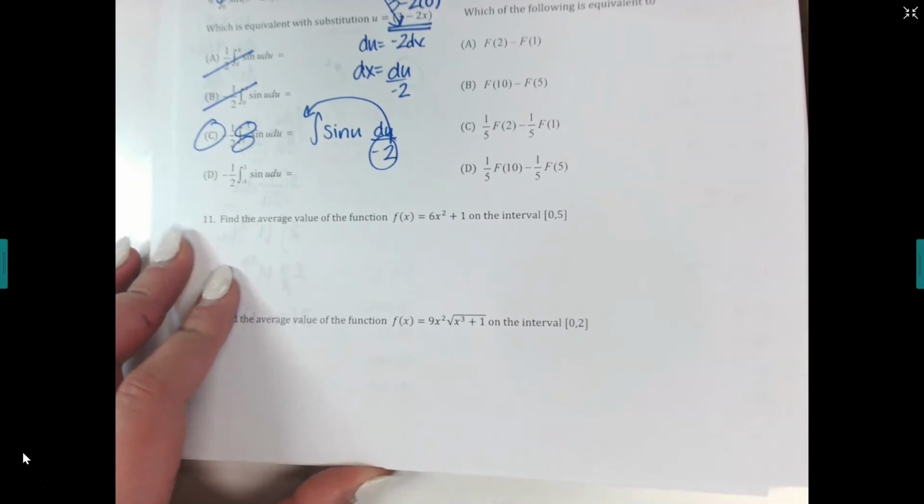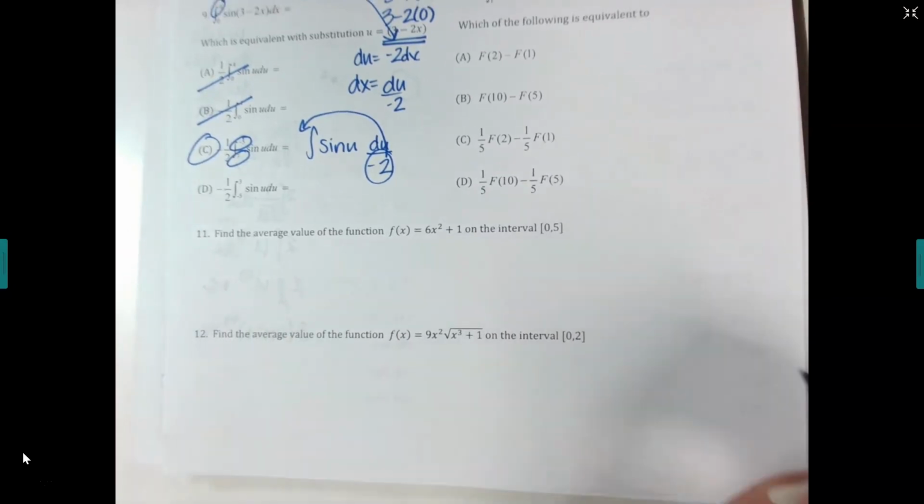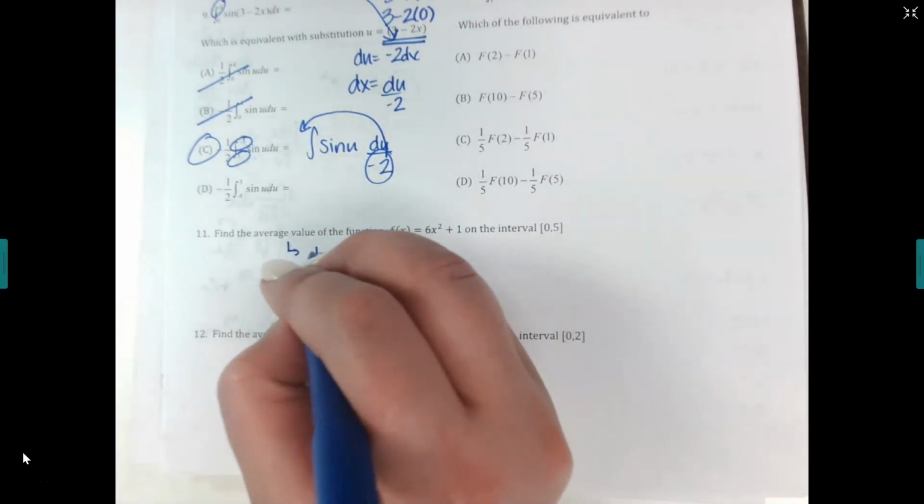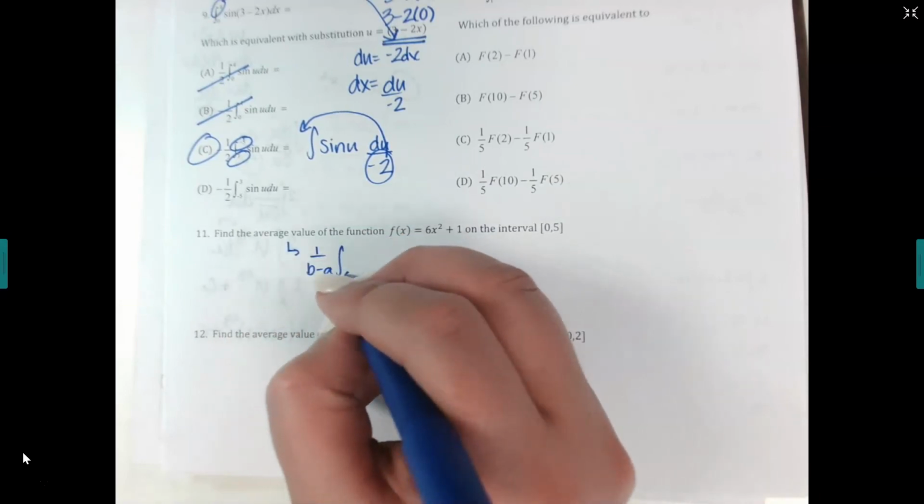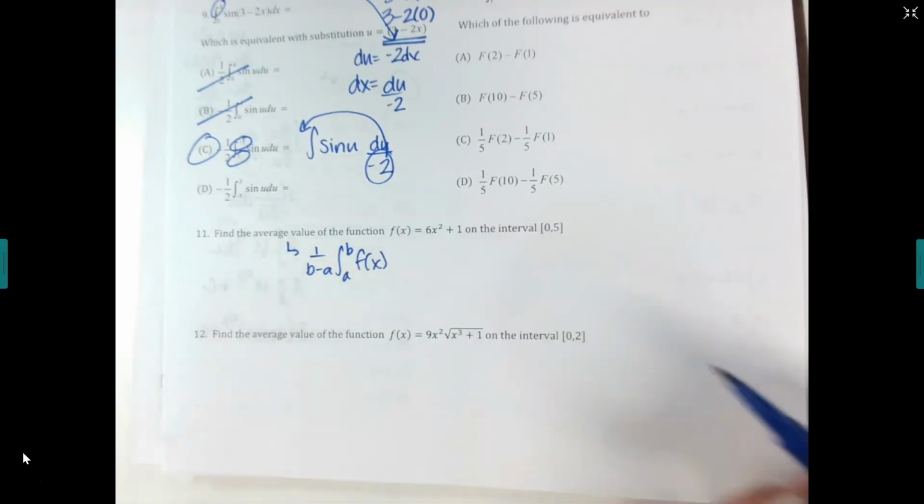Okay? How do I find average value? Number 11. Is that A-Rock? No. Average value is 1 over b minus a, integral a to b f of x. Okay?